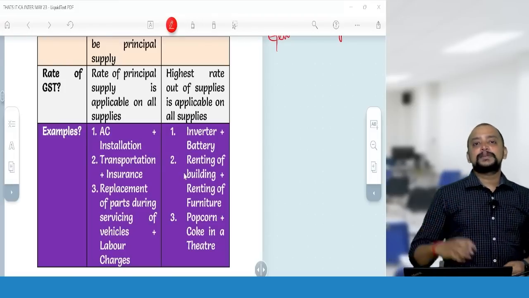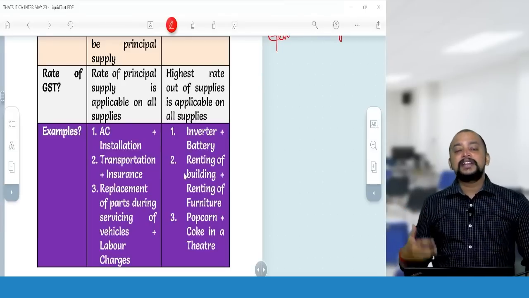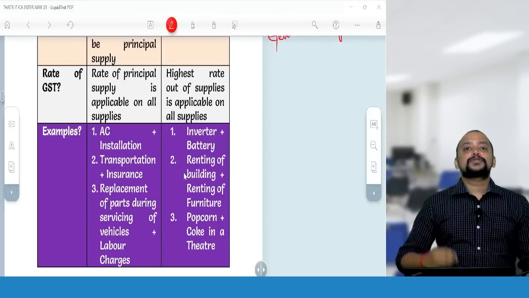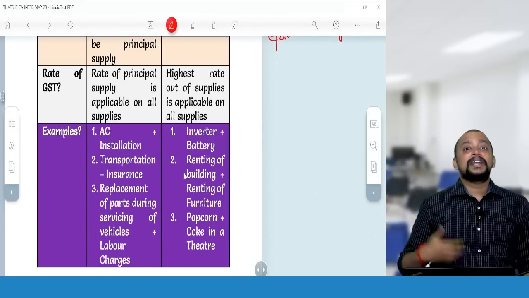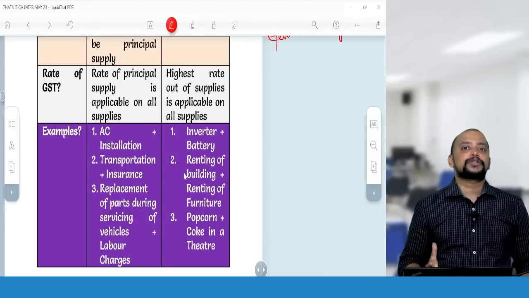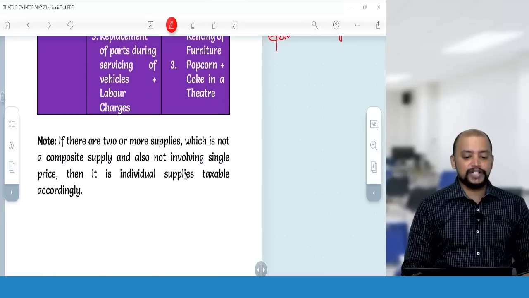Whereas inverter plus battery can be supplied separately also. Then renting of building plus renting of furniture can be given separately also. Popcorn plus coke in a theater can be given separately also. So these 3 are not naturally bundled in the ordinary course of business. Why not naturally bundled in the ordinary course of business? Because one can be supplied even without the other, so it is not naturally bundled.